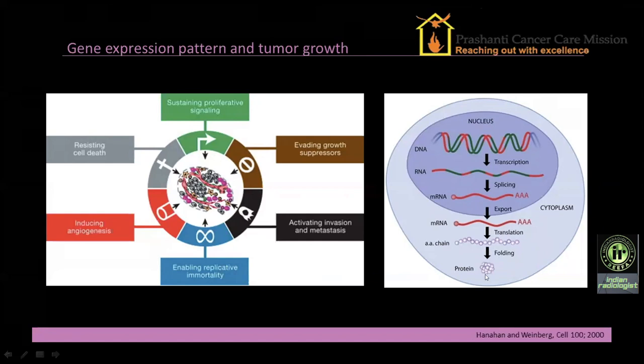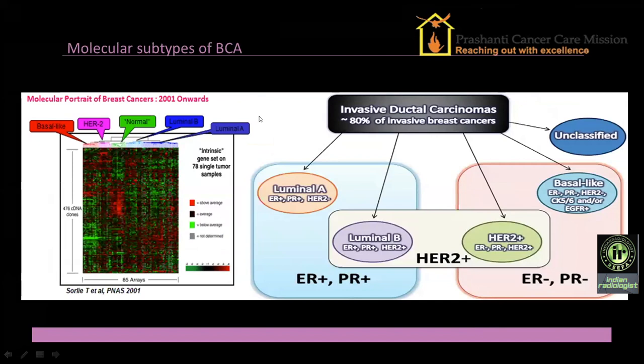And these proteins in turn lead to triggering of metabolic pathways that lead to sustained cell proliferation, that can make the tumor evade growth suppressors, activate invasion, induce angiogenesis, and resist cell death. It was in the year 2000 that a significant development happened, and that was the development of multi-gene panel assays, which we are now quite familiar with thanks to COVID, also known as next generation sequencing.